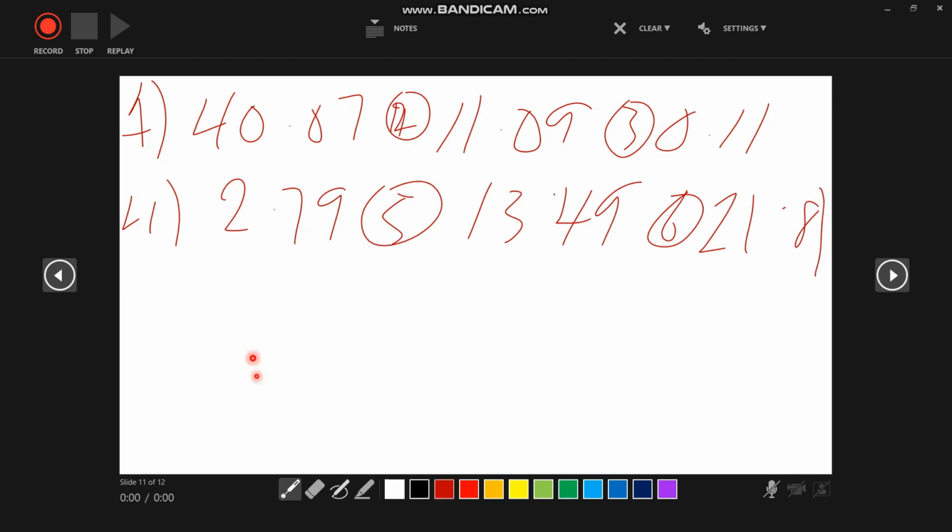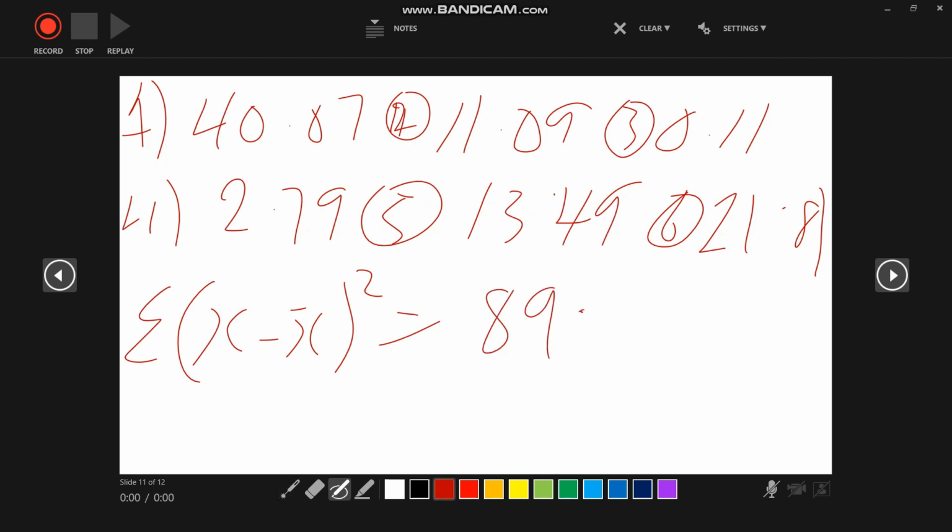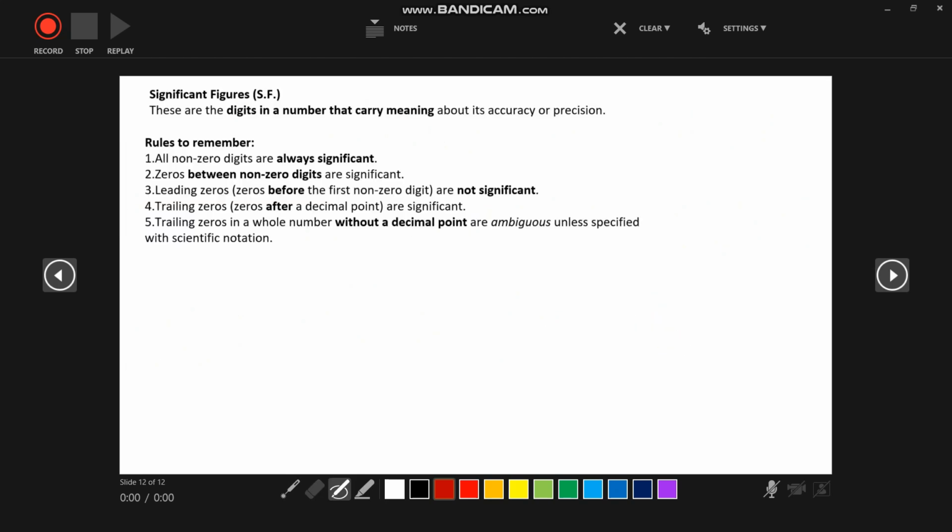This is x minus x bar. This one is x minus x bar. So you now add everything together. Our summation of x minus x bar squared will now be, you add all of this together, this plus this plus this plus this plus this plus this, and if you add everything together, you will get 89.36.